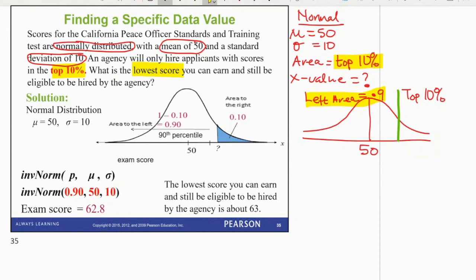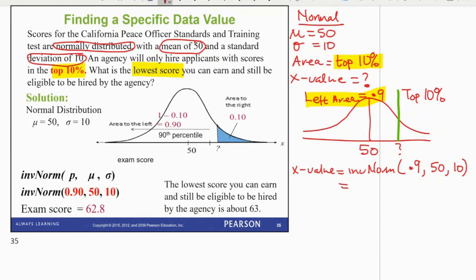So once we get the area, we love it. So the value we are looking for is an X value. Now, how do I know it's an X value and not a Z score? When you're dealing with a regular normal distribution, it deals with X values. When you are dealing with a standard normal, then you're dealing with the Z score, right? So the X value will be the inverse norm. Then we put 0.9. The mean is 50. Standard deviation is 10. So this time we put in the information that they gave us.